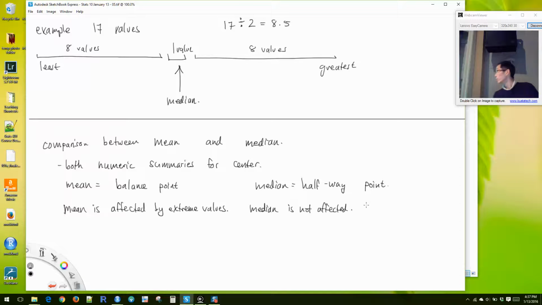What that means is that when you have skewed data, the mean gets pulled out in the direction of the skew.